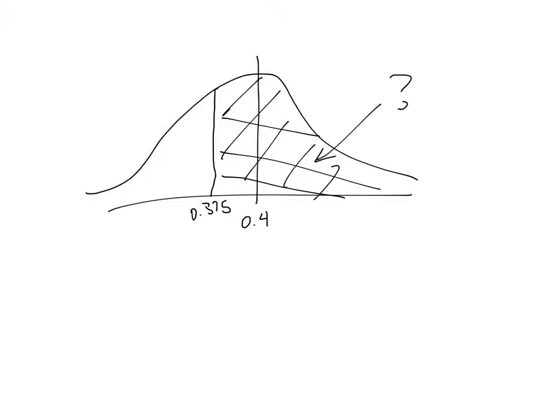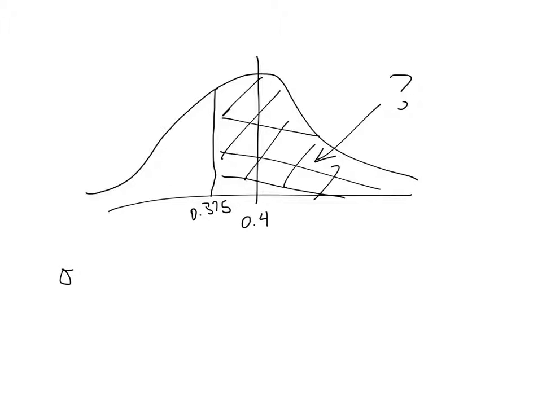So it's obviously something bigger than 0.5 because everything to the right of 0.4 would be 0.5. And it's obviously something less than 1.0 because that would be the entire area under the curve. So we're asking, what's the area under the curve to the right of 0.375? In order to answer that, we need to calculate a z-score, but before we can calculate a z-score, we need to calculate sigma sub p bar.